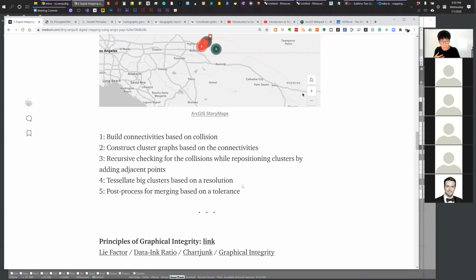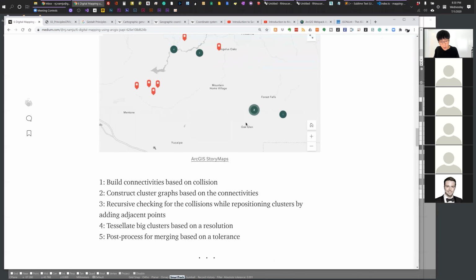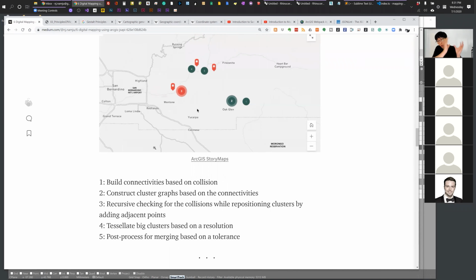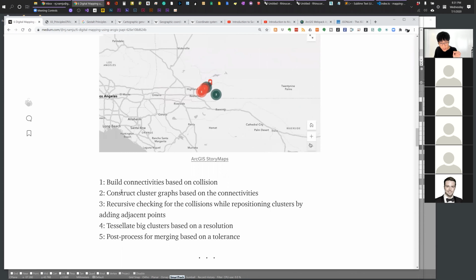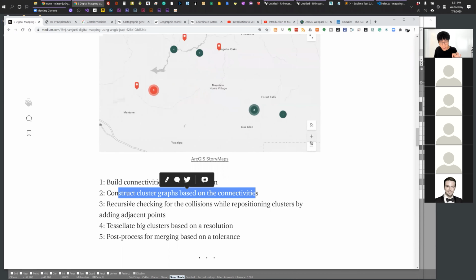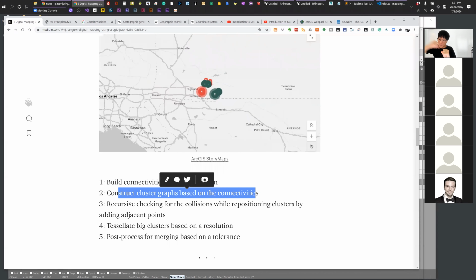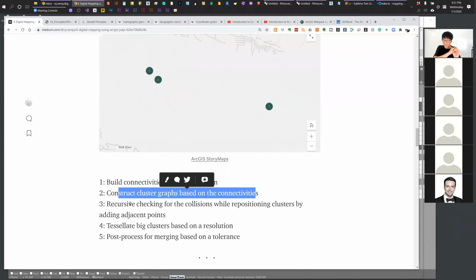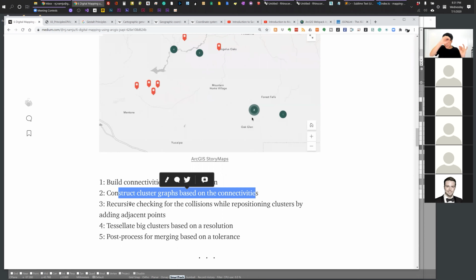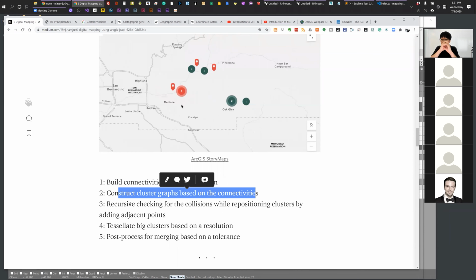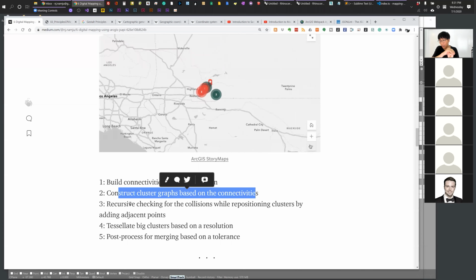As a developer, as an engineer, I can tell you it's basically building connectivity based on collision. So for example, we have points, and they collide with each other. Then we can think, oh, they are one group and another group, right? And based on the collision, I create the graph. However, think about when we have a lot of points, and they all collide with each other. Then they become one point because they simply connect to each other.